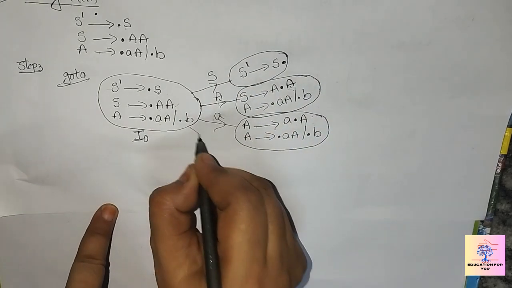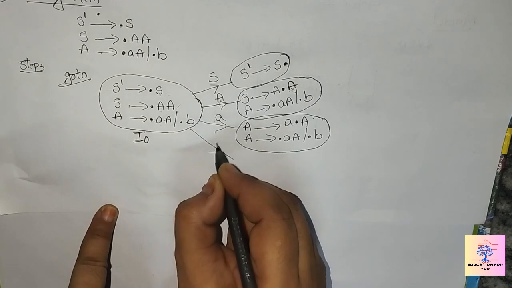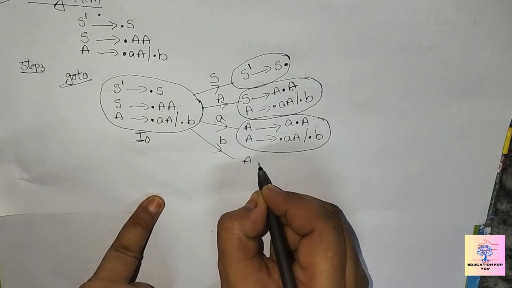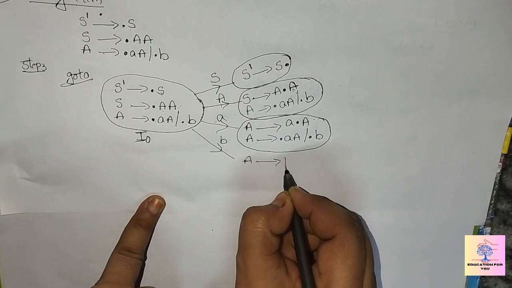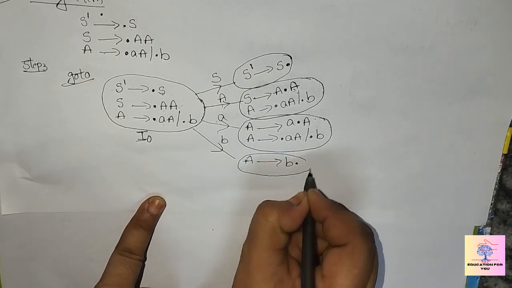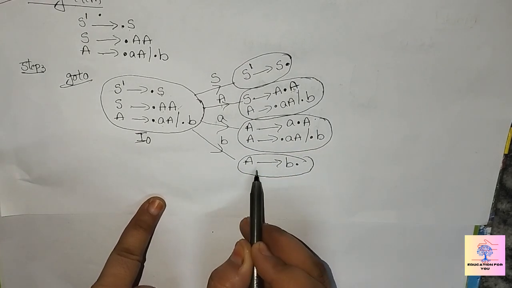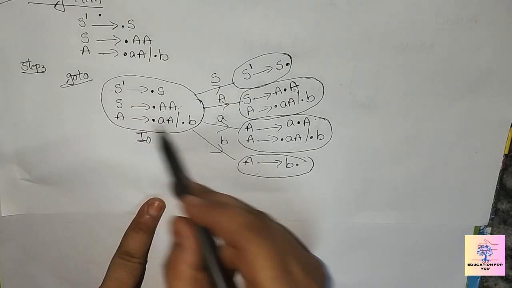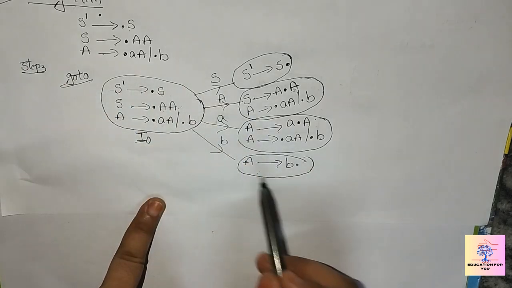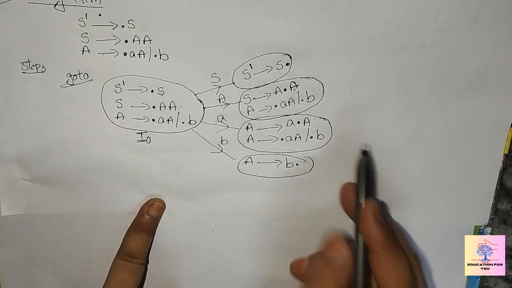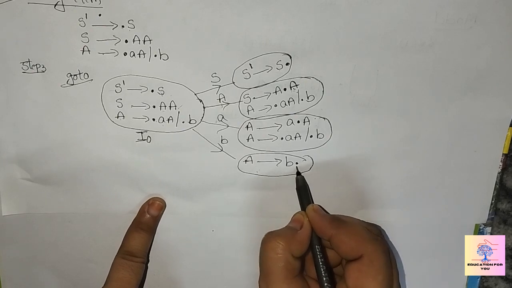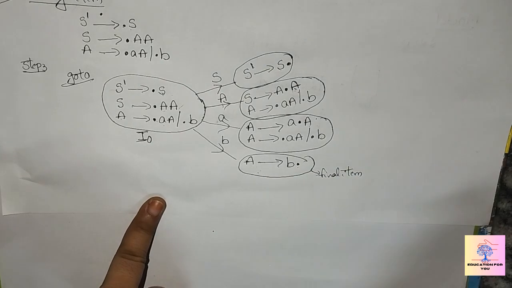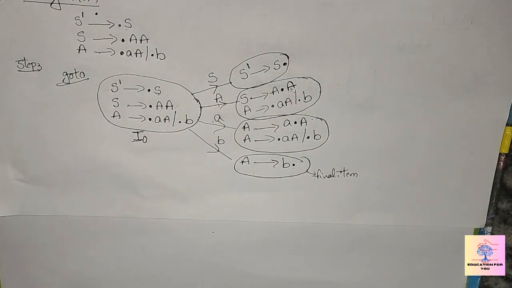Now for small b, b is also there here, right? So for small b, how can you shift the dot to the end? A is going to produce b dot. Okay, this is the final item because this is the last production in this entire augmented grammar, and in this last production you got the dot at the end. So this is called a final item.